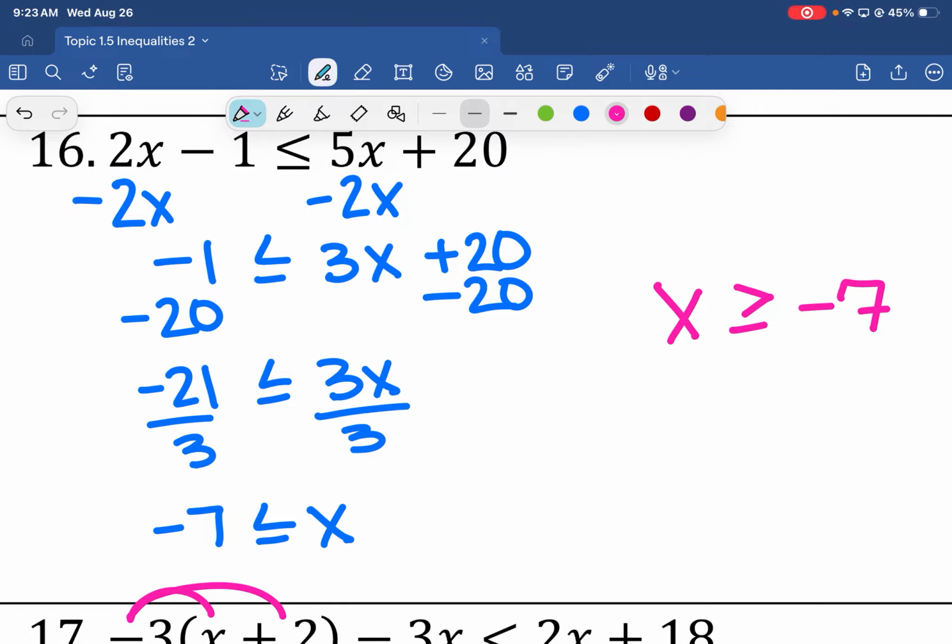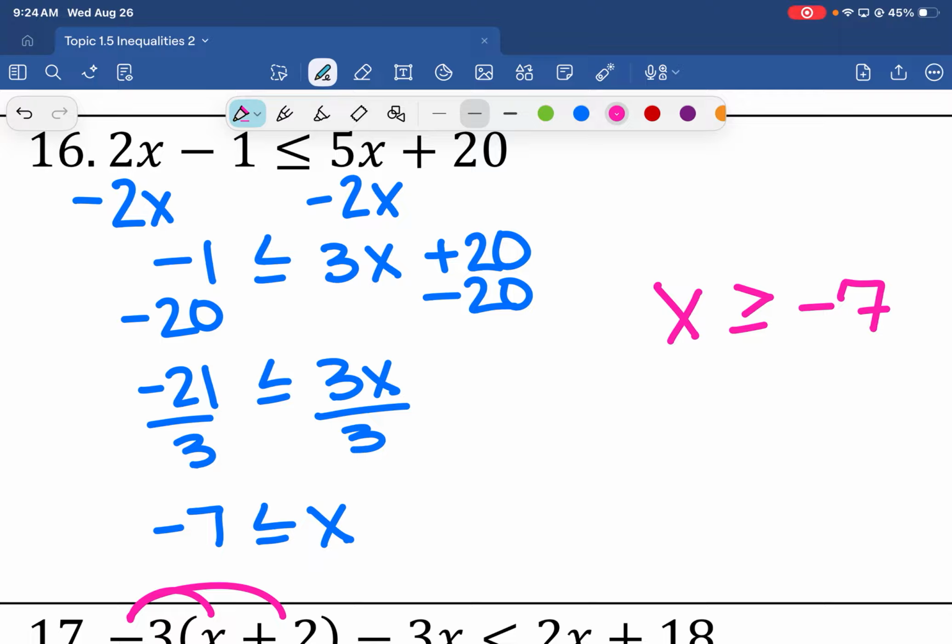The only thing that gets different is if it would have caused that inequality to flip. Did you get negative. All right, for number 16, what did y'all get for the answer for number 16?